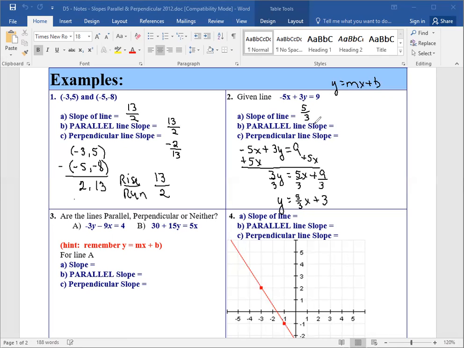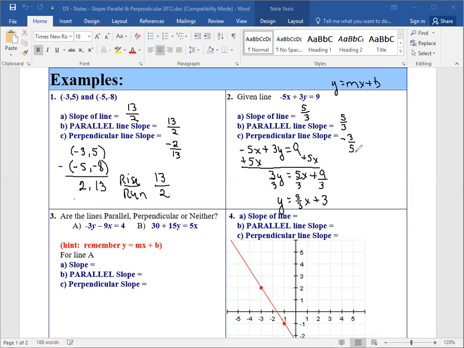So a line that's parallel to this line would also have a slope of 5/3. And a line perpendicular to this line would have a slope of negative 3/5.